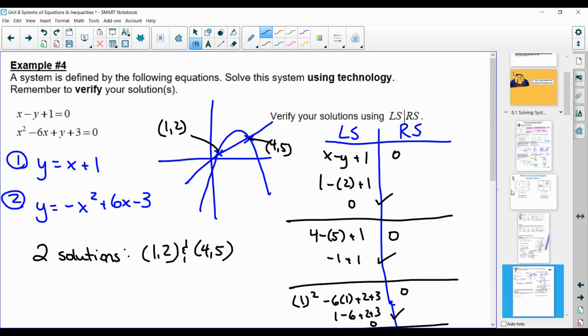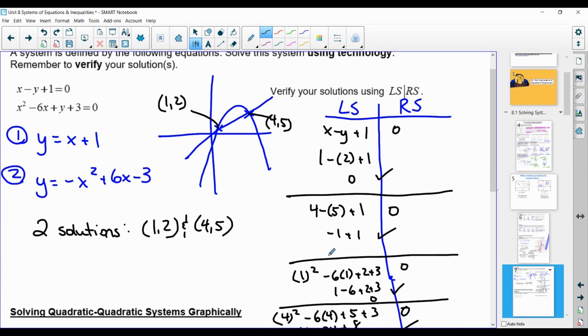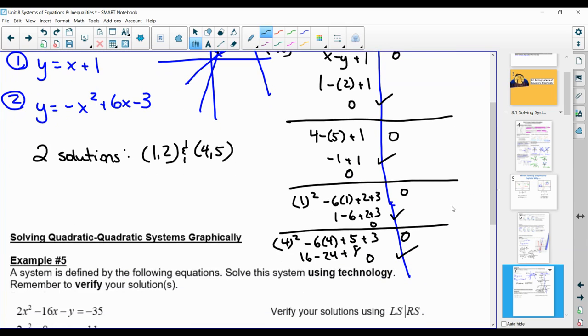All right, now taking a look at our verifications. For the first system, or for the first equation, we had a solution of (1, 2). When we substitute that in, we get 0 on both sides. For the next one, we subbed in (4, 5), and again, we got 0. So negative 1 plus 1 is 0. And then looking at the second equation, we subbed in both solutions and again came out with left side and right side being equal to each other.